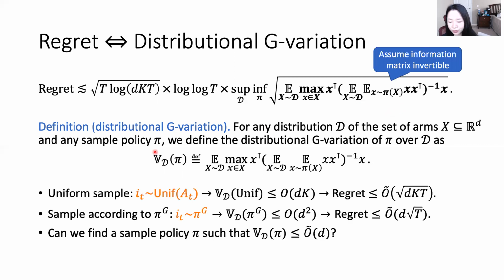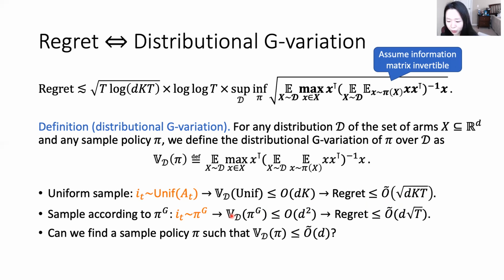For example, if we use uniform sample policy, by some simple calculation, we can see that V_D, defined as the distributional G variation, is at the order of dK, and the regret by this inequality is bounded by almost the order of the square root of dKT. And if we use a sample policy called pi-G, which is derived from G-optimal design, and I will explain in detail later, the V_D is at the order of d squared, and thus the regret upper bound is at the order of d square root T.